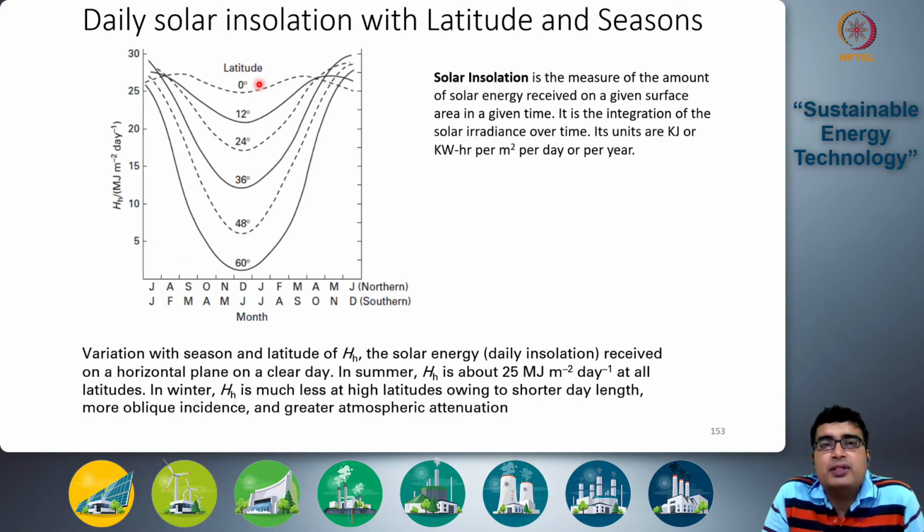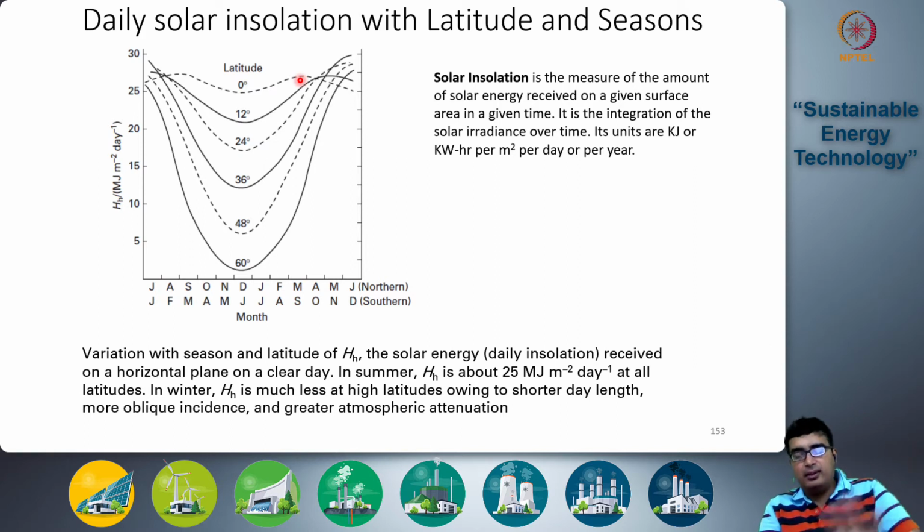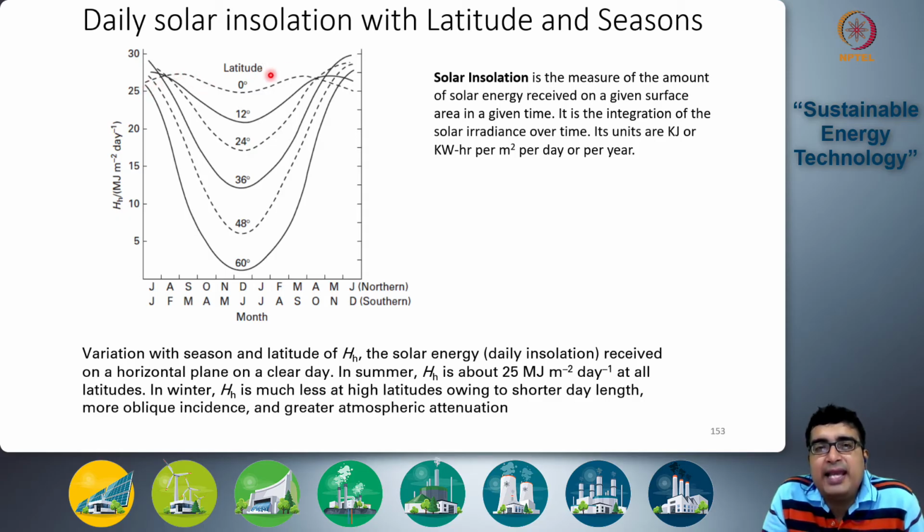Okay, so if you see the equatorial zone, the average solar insolation on a clear day, so the cloud cover part has been removed from the expression, is around 25 to 28 and remains reasonably constant. Okay, if you are looking at 12 degree north or 12 degree south, primarily 12 degree north, this is basically the winter season in the northern hemisphere and the summer season in the southern hemisphere.